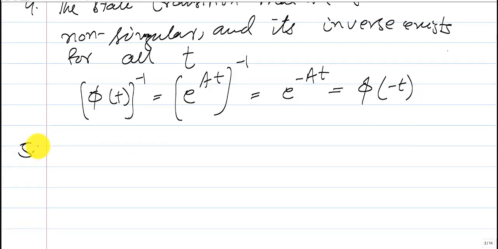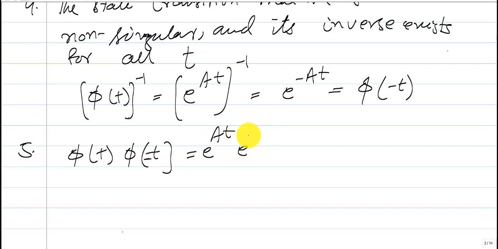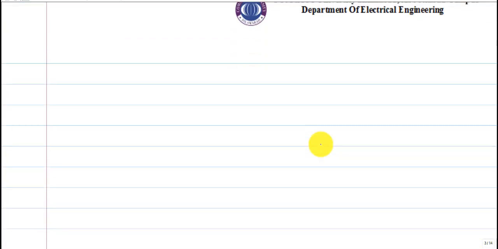And then the other property is that phi of t multiplied by the inverse of this transition matrix will be equal to e raised power At into e raised power minus At, and that will be the identity matrix. So let's solve a few examples to understand some of these properties.